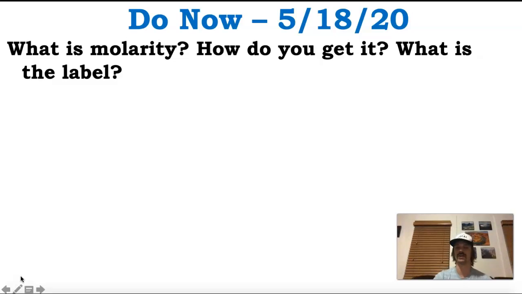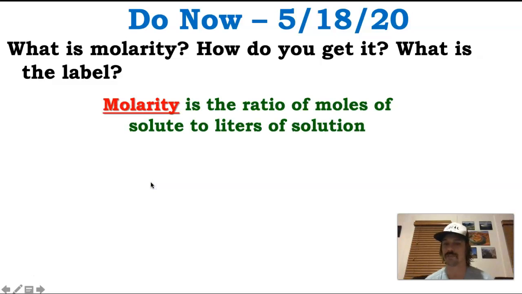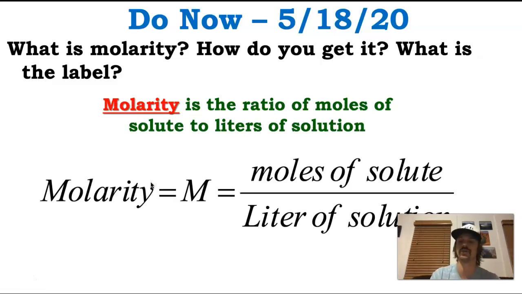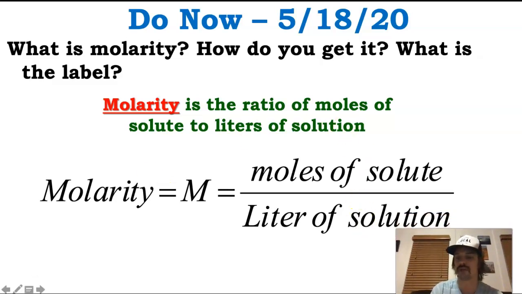All right, so molarity is moles per liter. It's the ratio of moles of solute per liter of solution, calculated by simply taking moles divided by liters. And I label it with this capital M. So that's what you see on the sides of bottles in a chemistry lab. Capital M, meaning moles per liter.